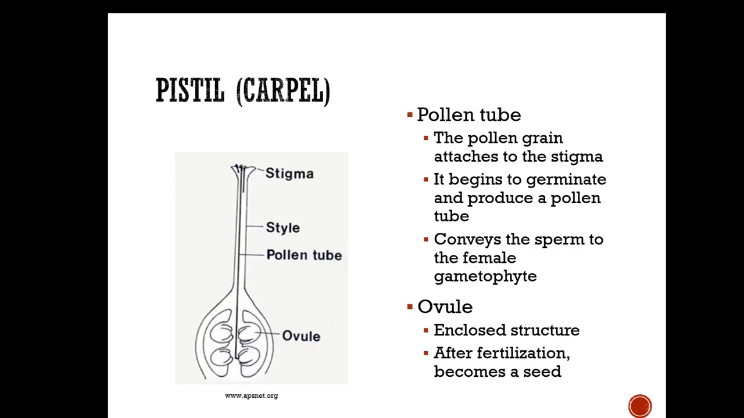Okay, the pollen tube runs down the style. So the pollen attaches to the stigma. It begins to germinate and produces this pollen tube, and then it brings the sperm to the female portion of the flower. And the ovule is the enclosed structure, and that's where it's delivered. And after fertilization, the ovule becomes a seed.